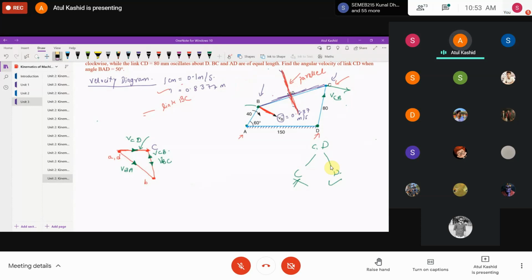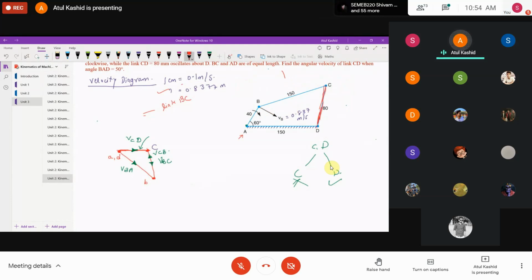Very simple. Now what is asked in the question? We have been asked the angular velocity of the link CD. Angular velocity of the link CD. So in the diagram you can see the link CD is present over here, right?